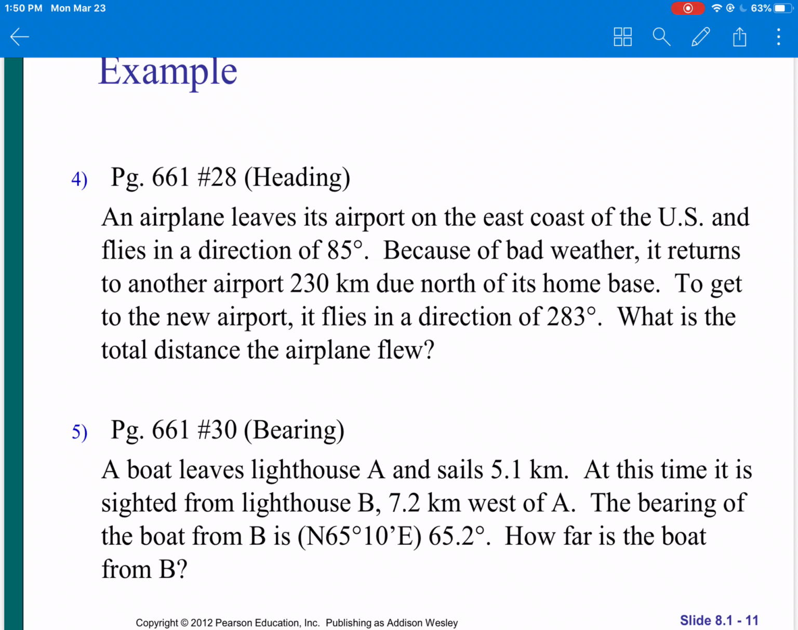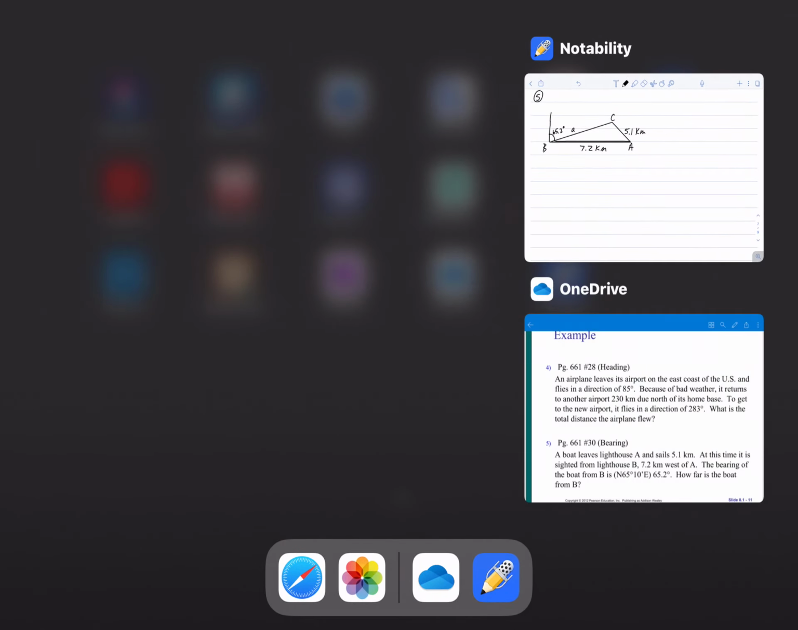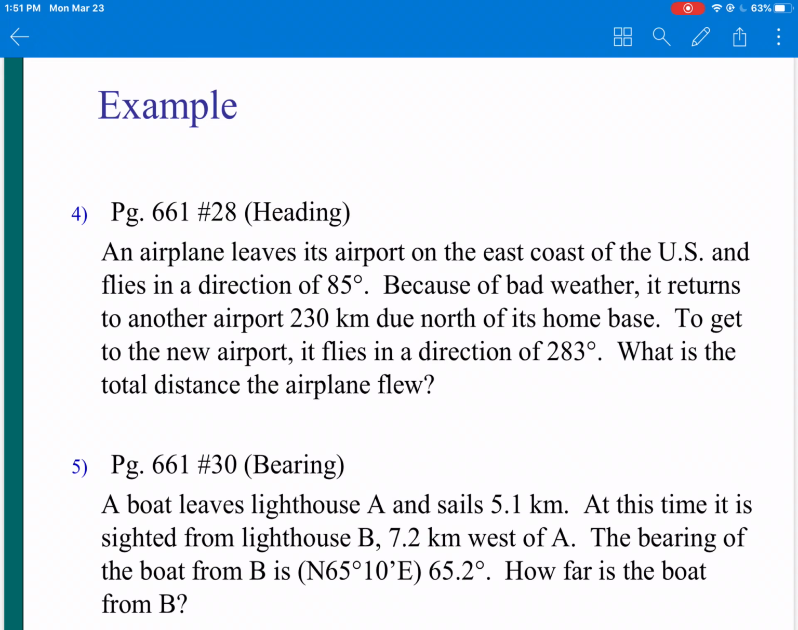Right. So what are we given? We're given 2 lighthouses, Lighthouse A, Lighthouse B. We know that Lighthouse B is 7.2 kilometers west of Lighthouse A. We're also told that the boat left Lighthouse A and sails 5.1 kilometers, but we're not given a direction. So even though we have the distance that the boat sailed, we're not told in which direction it left from Lighthouse A.